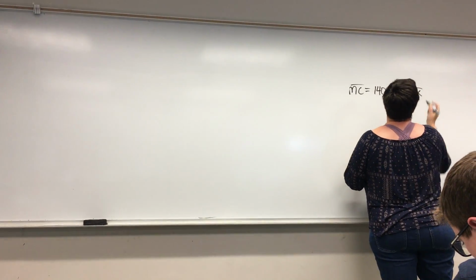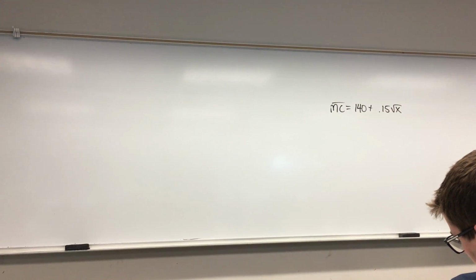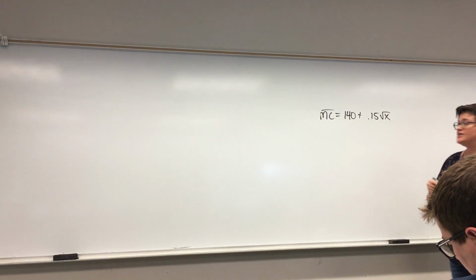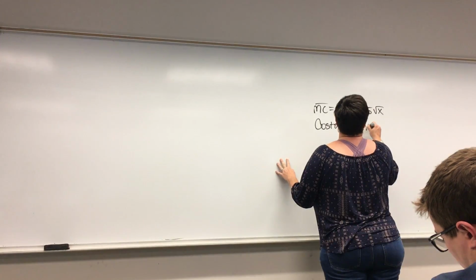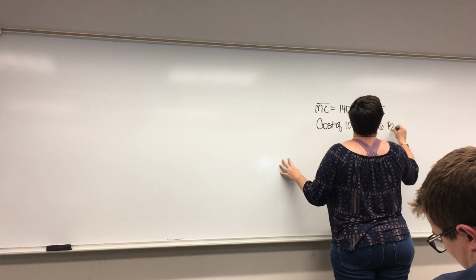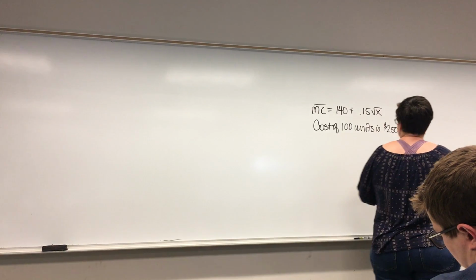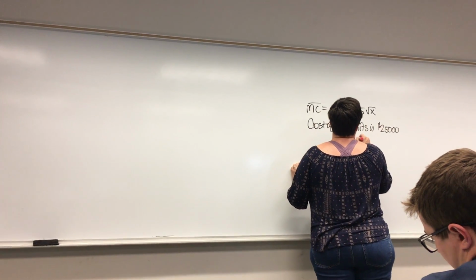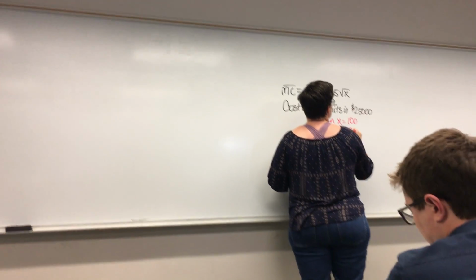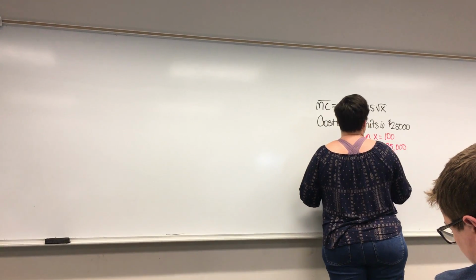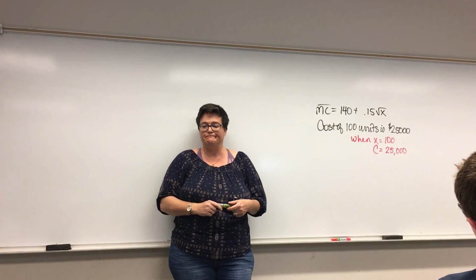Like so? Yeah. Okay, groovy. And what was your nugget? Cost of 100 is 25,000. All right. So how can I rewrite that nugget so that it makes sense in math terms? When x equals what? 100. What's cost going to equal? 25,000. Okay. So it wants us to find the total cost function, right? So what are we going to do?